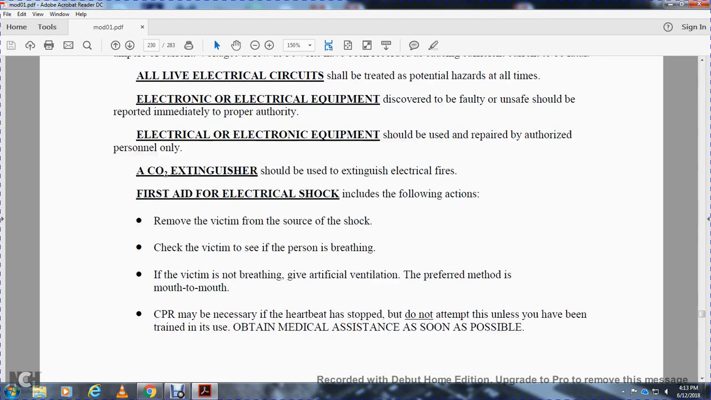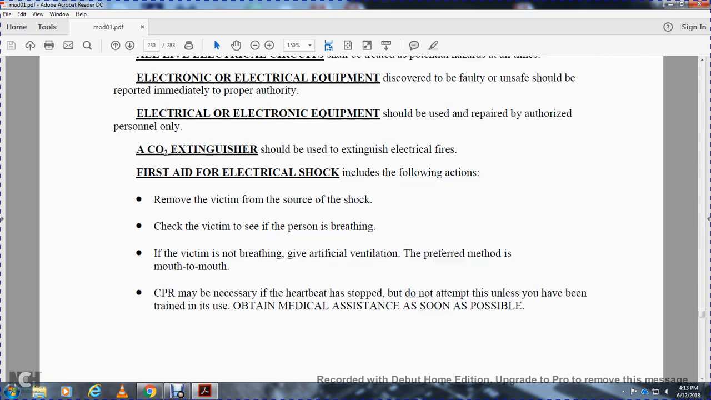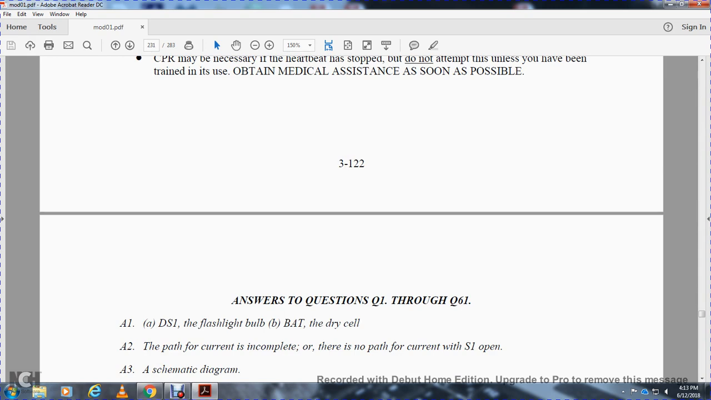The preferred method is mouth to mouth. CPR may be necessary if the heartbeat has stopped. Do not attempt this unless you have been trained, and obtain medical assistance as soon as possible. And then the answers, and that completes the summary of Chapter 3.